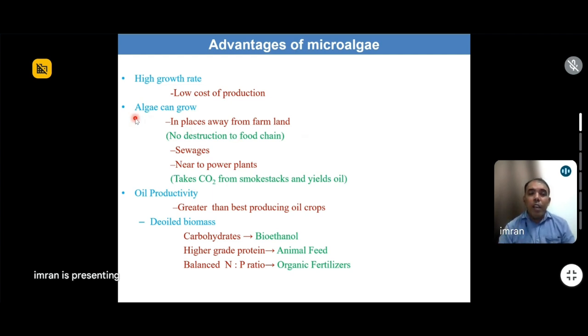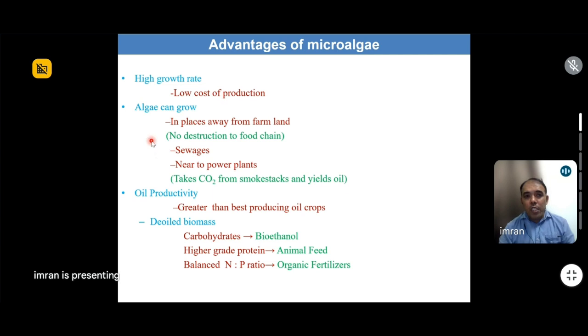And many of the algae have the ability to utilize various types of seawater, brackish water, wastewater, or sewage. Okay, and they also have the ability, basically, they are a photosynthetic system, so they are fixing atmospheric carbon dioxide. But many of the algae have the ability to obtain CO2 from power plants, which also contain SOx, NOx, and all these things.